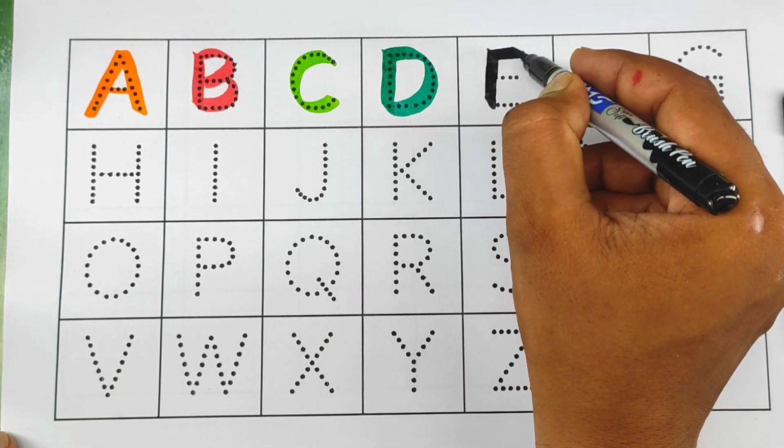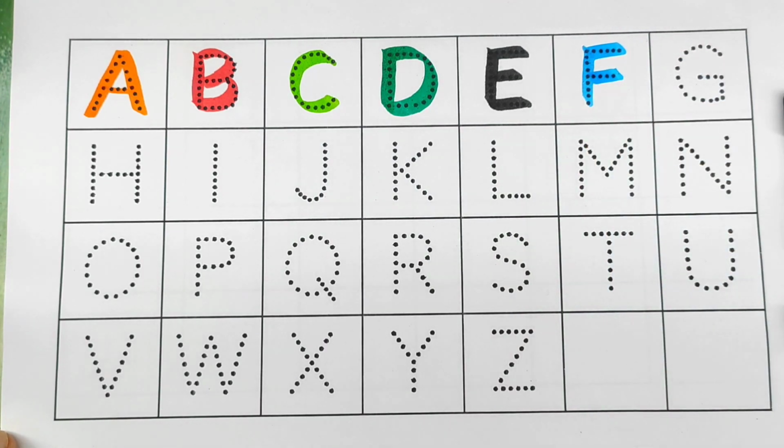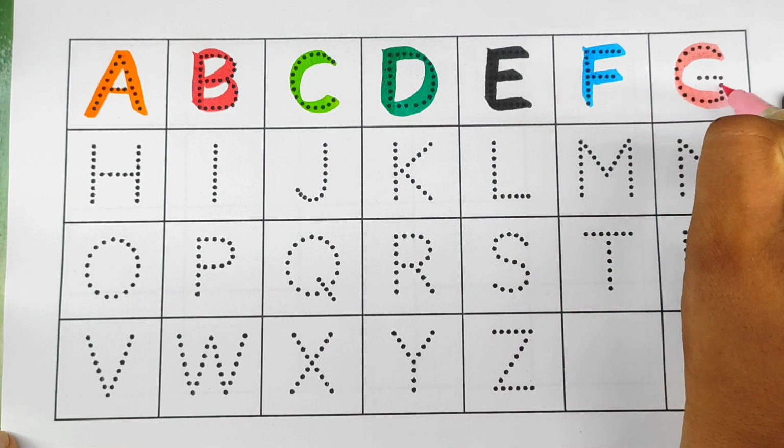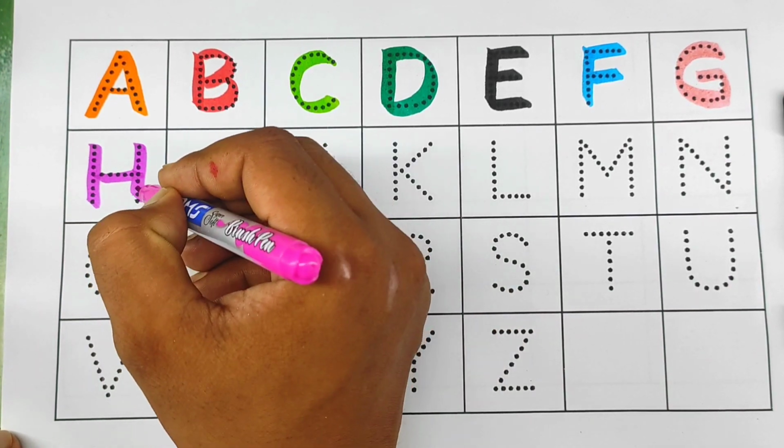E for elephant. F for fish. G for grapes. H for house.